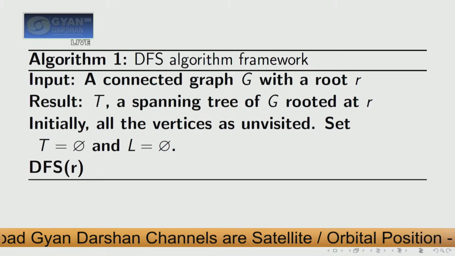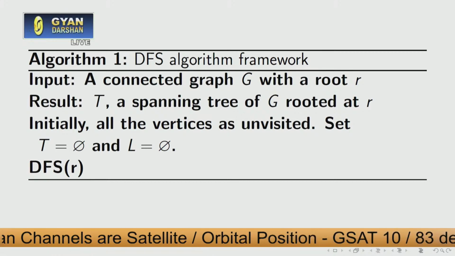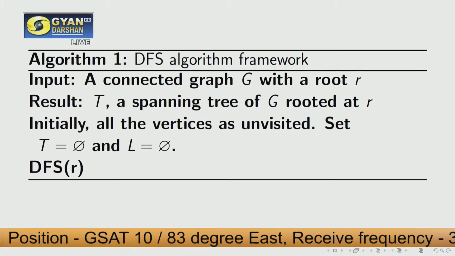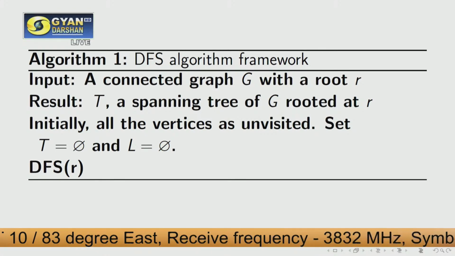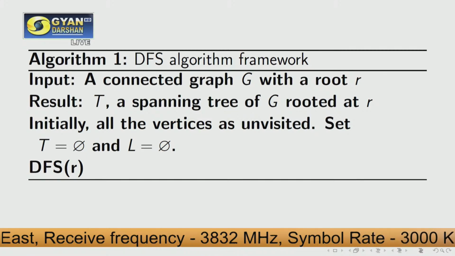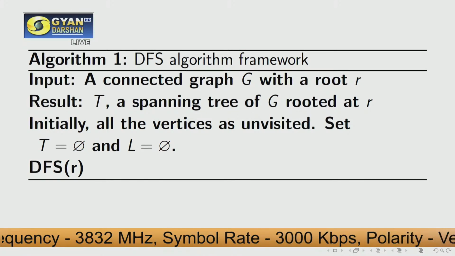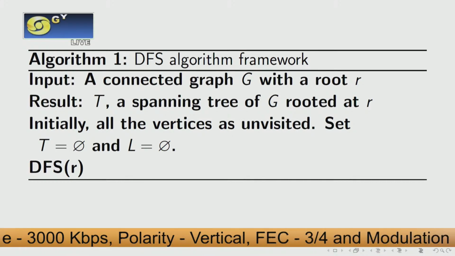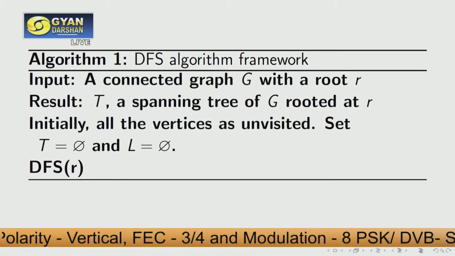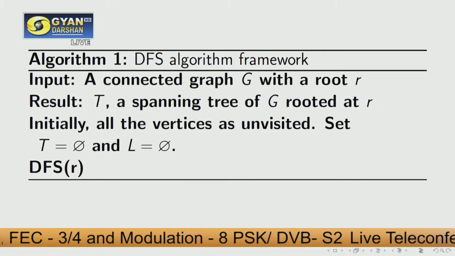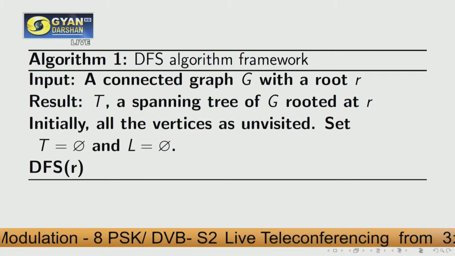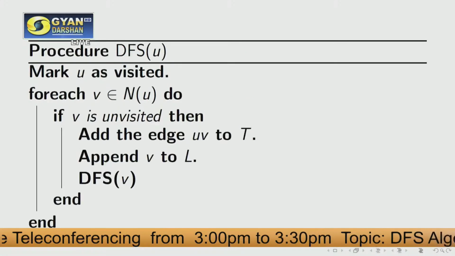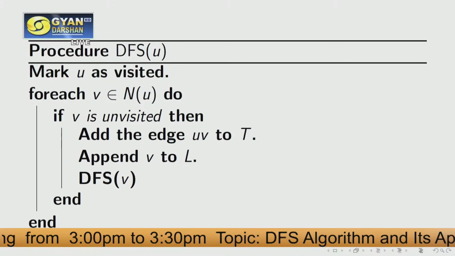So in this algorithm we are just taking a graph G as input with the root vertex R, and then the output is a spanning tree of the graph rooted at R. Initially all the vertices are marked as unvisited, and the containers T and L are taken as empty. Once the initialization is over, we call the DFS procedure with the root vertex R. The DFS procedure is given here. It is actually a recursive algorithm.